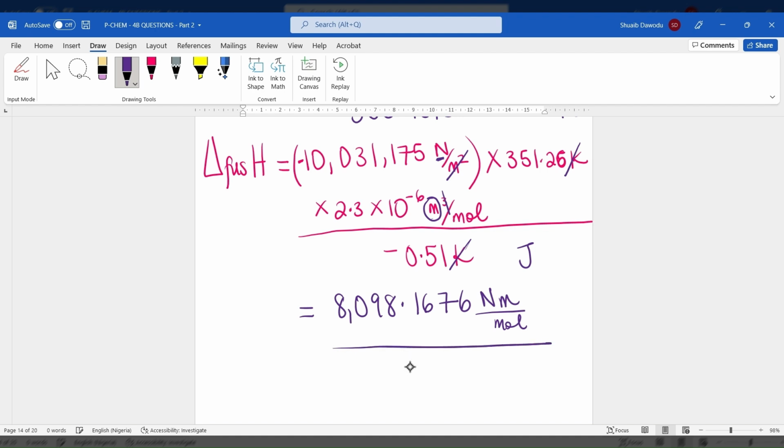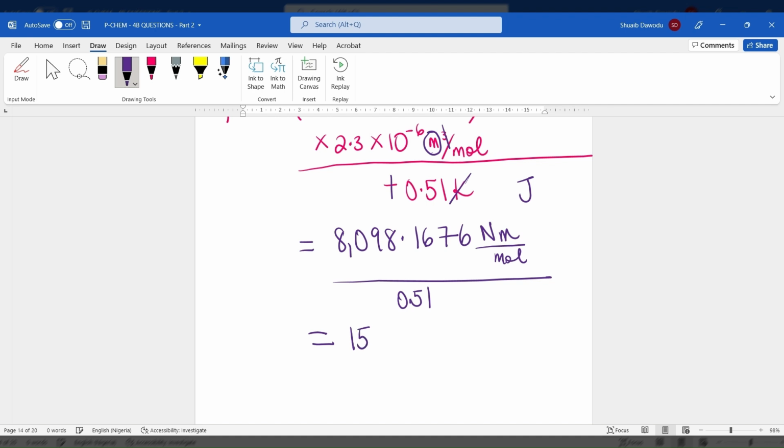All of this divided by 0.51. And the reason why it's 0.51 now is just because the negative here from the numerator cancels the negative from the denominator. So you end up with a positive answer overall. So this is going to be equal to 15,878.7599 Newton meter per mole, or let's just call it joules per mole. So this is basically the answer to this question.